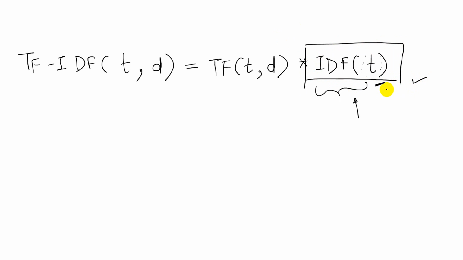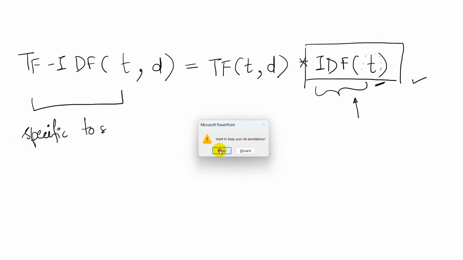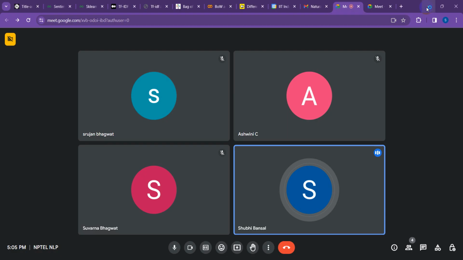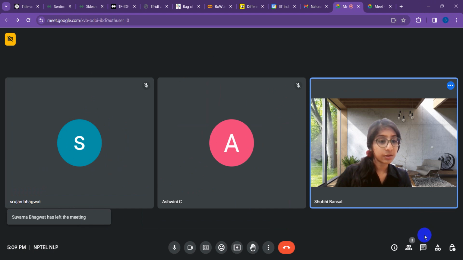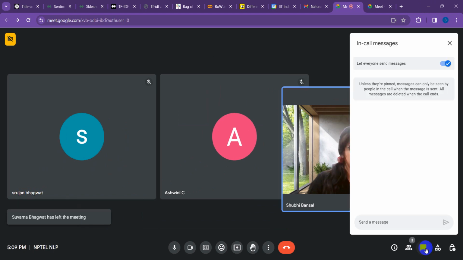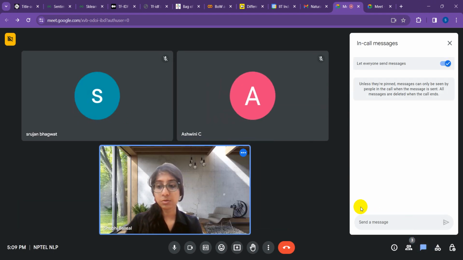Yes, ma'am. Okay. So this term TF-IDF is specific to a single document. These are important points that we should remember when we are solving. Just a second. Is there any doubt? Okay. I think somebody just left. It's fine.